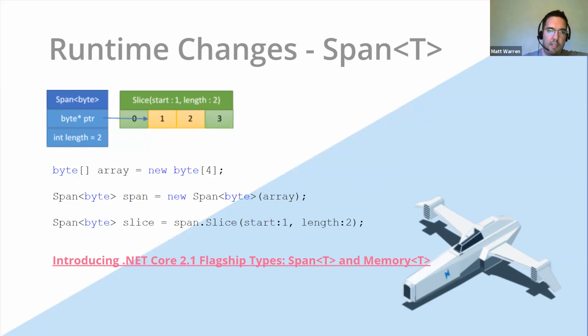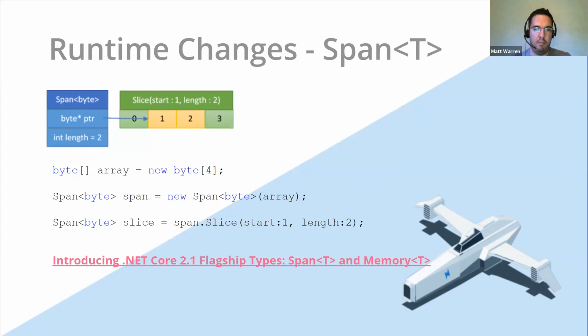What Span of T lets you do is save on memory copies, and we actually had this ourselves. We've looked at using Span in parts of our product where we're parsing lots of messages off the network and wanting to pull out parts of that. And before, without Span of T, you would have had to copy memory around.